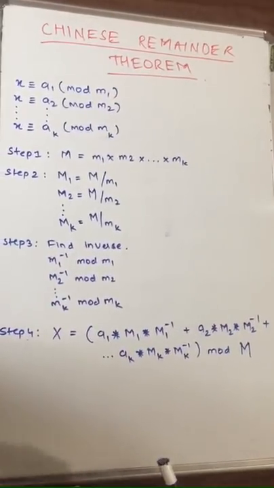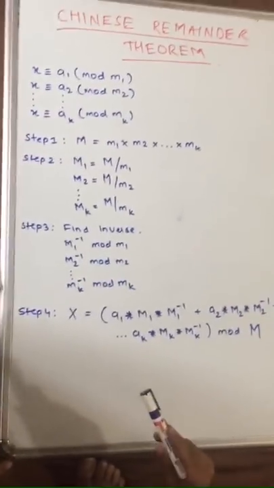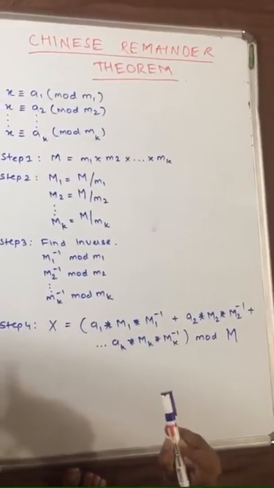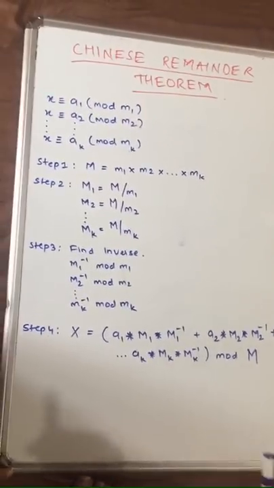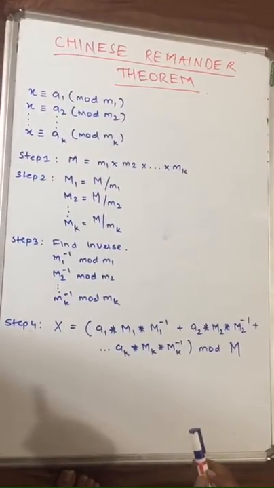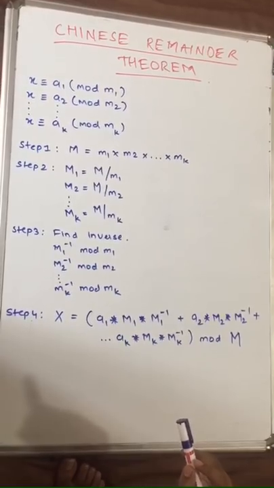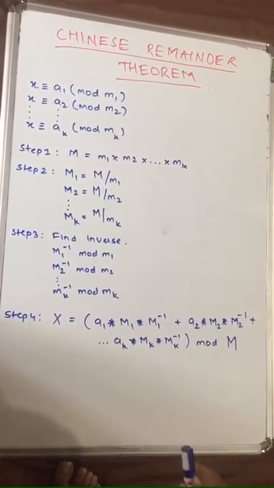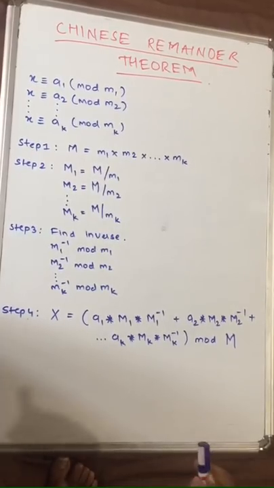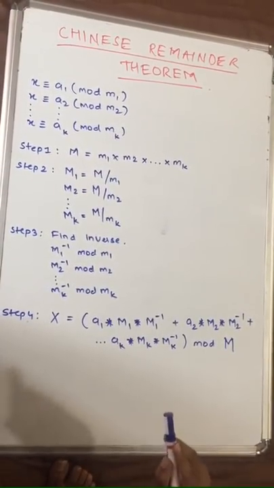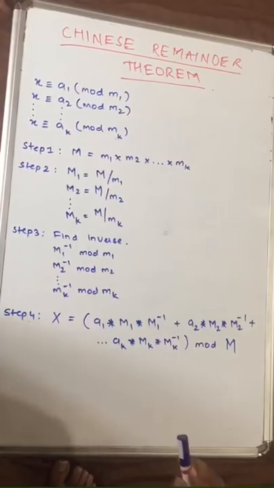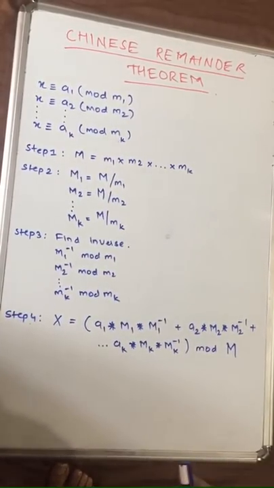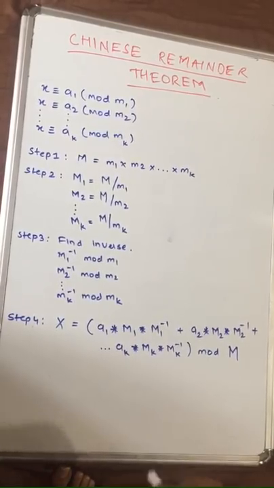Let's find step number 1 first. Step number 1 is capital M is equal to m1 into m2 into m3 till mk. Let's move on to step number 2, where you have to find all the capital M's respectively. So capital M1 will be equal to capital M by small m1, M2 will be equal to capital M by small m2, and respectively capital Mk, which is equal to capital M by mk.